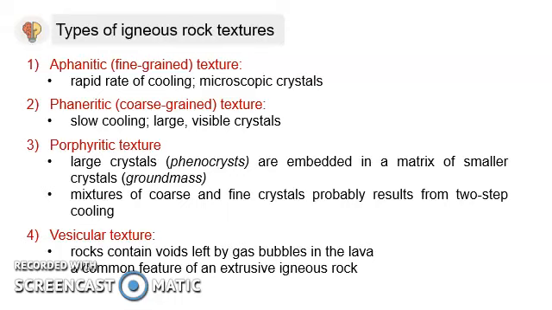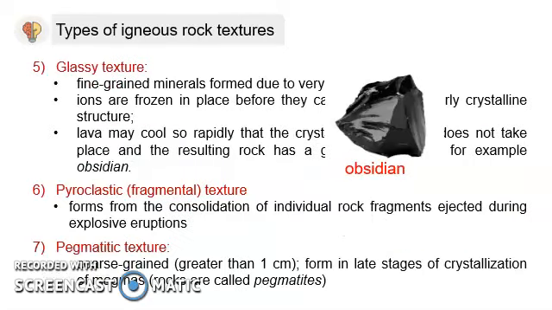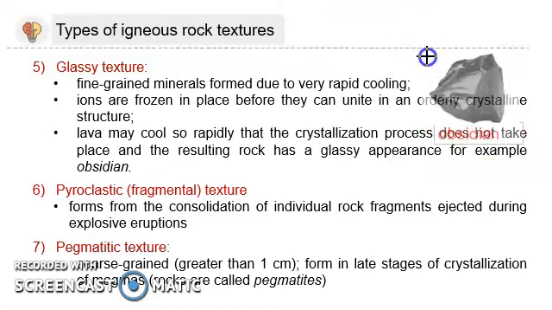The fourth one is vesicular texture. The rocks contain voids left by gas bubbles in the lava. This is a common texture of an extrusive igneous rock. This is an example. There are voids in the rock. It is due to the bubbles. Okay. The example of this is pumice. There are voids. Okay, vesicular texture. The fifth one is glassy texture.